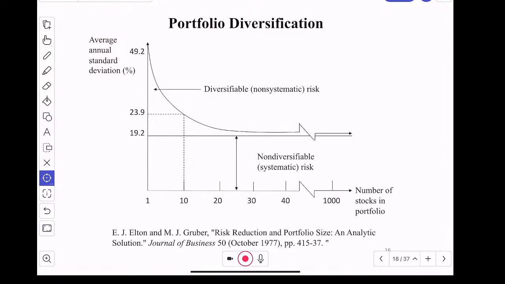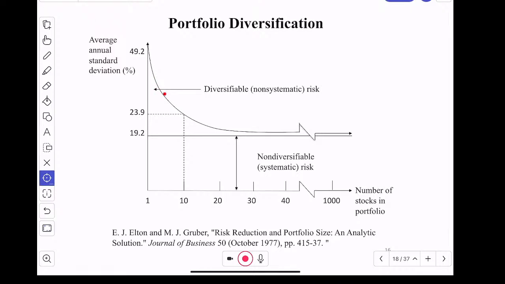So information on all available assets was obtained, and they were randomly selected several times with a different sample size each time, selecting one at a time. On average, the standard deviation of one asset in a portfolio of one was 49.2%. It's quite high.